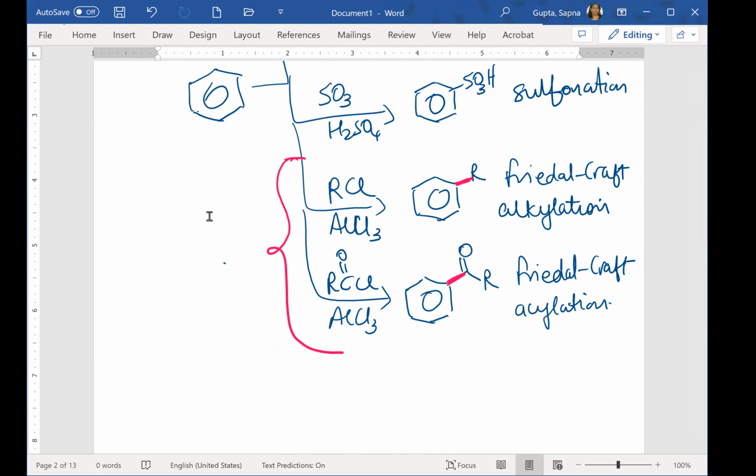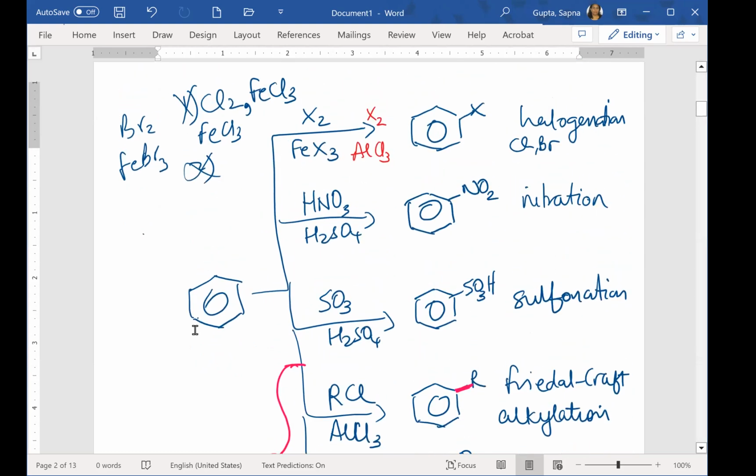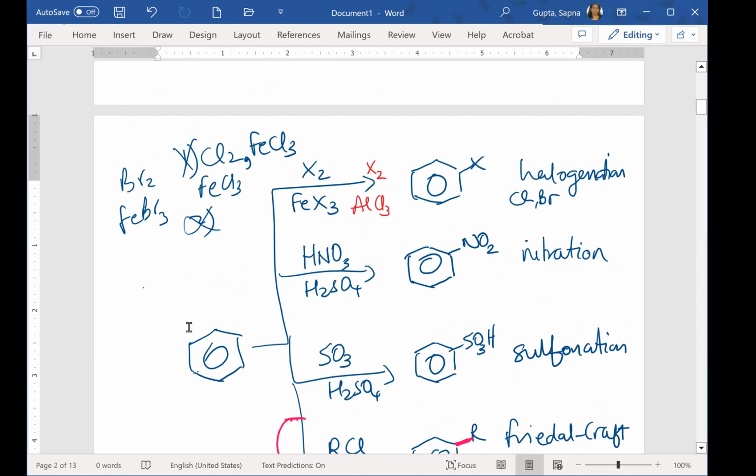So that's the introduction. By the way, if you notice, these are all monosubstitutions, which means I'm substituting only one hydrogen. My goal now is to go through all of these reactions one by one and explain to you what the electrophile is, because all of these are just generic reactions. So now we're going to learn about what the electrophile is that is generated, and the conjugate base and whatnot. So that's what we're going to do.